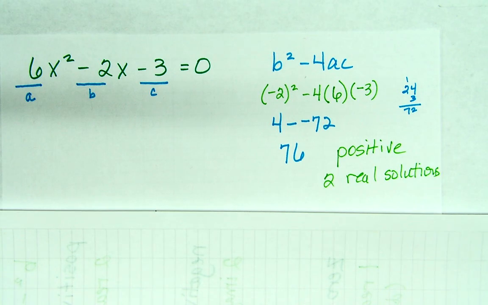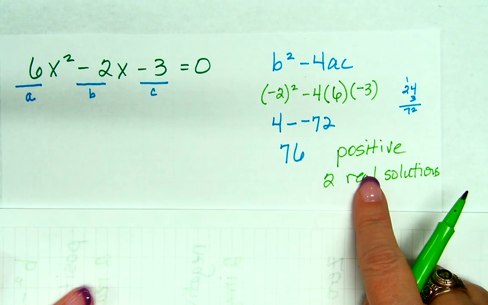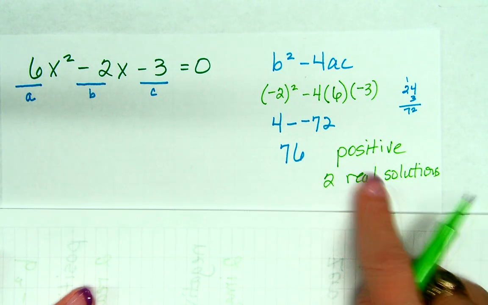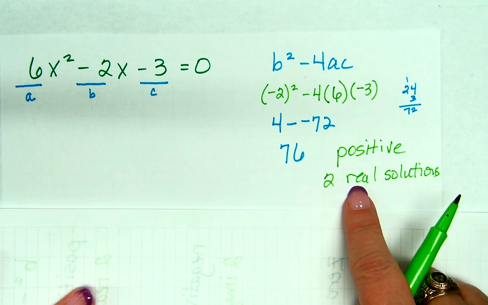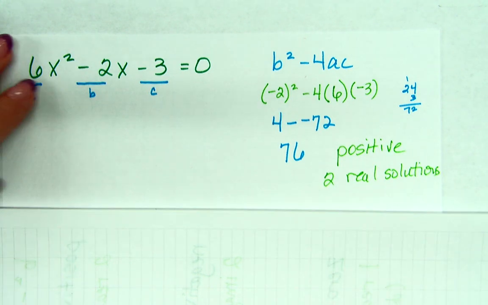Now, do I know what the solutions are? No, I don't, right? I told you that earlier. We're not trying to find the solutions today. I'm trying to figure out how many there are and what type they are. The discriminant tells us how many and what type. This is a positive number. Since it's a positive number, I know there are 2 real solutions. Does that make sense? Yes. Okay? I think I understand.